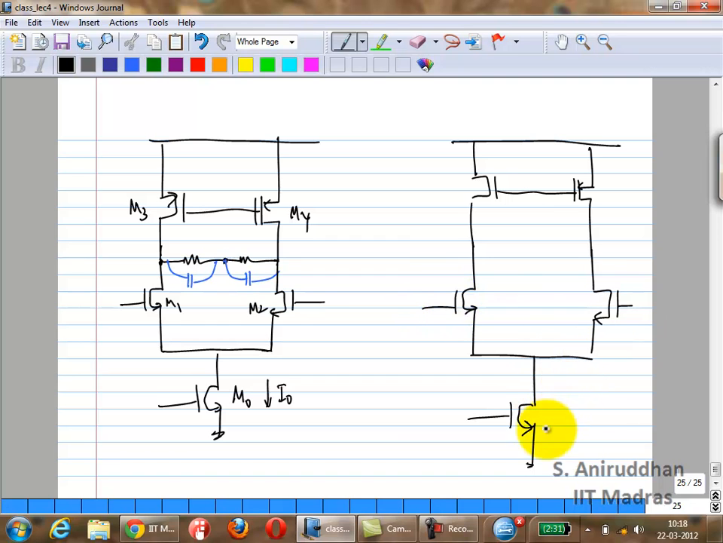So M5, M6, M7 and M8. Now this guy can be your usual differential to single-ended with the active load. Okay, so these are your inputs, Vi by 2 and minus Vi by 2. Okay, how do you connect this? Which input goes where? Gate of M5, where does it go?